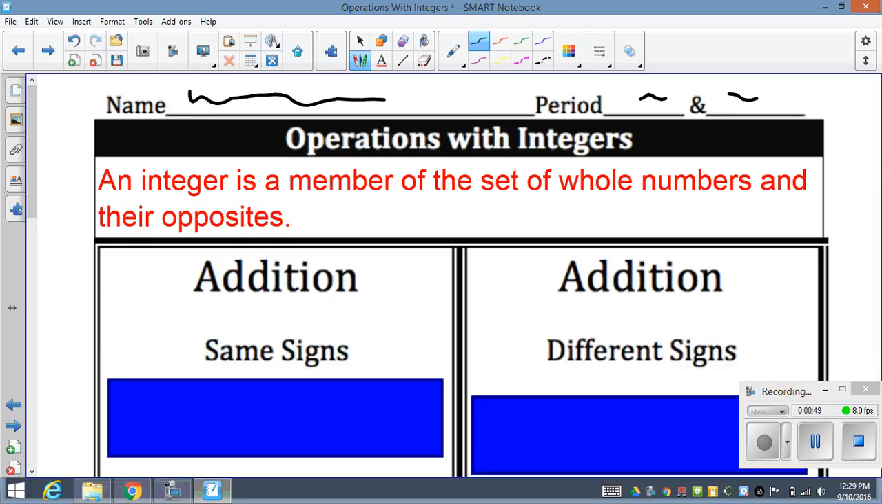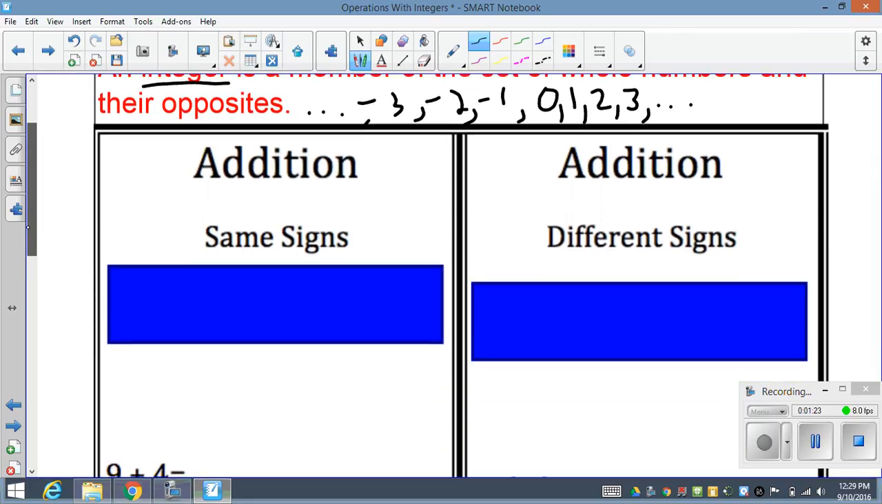So an integer is a member of the set of whole numbers and their opposites. So remember, whole numbers are 0, 1, 2, 3, dot, dot, dot, and so on and so forth. And then we're also going to do their negatives, dot, dot, dot. Now, I say we're doing operations with integers, but actually the rules that we're doing work with rational numbers as well. They work with your fractions and your decimals and all of that other good stuff. So we're going to concentrate on them with integers, but the rules are the same for the other operations as well. Let's start with addition.